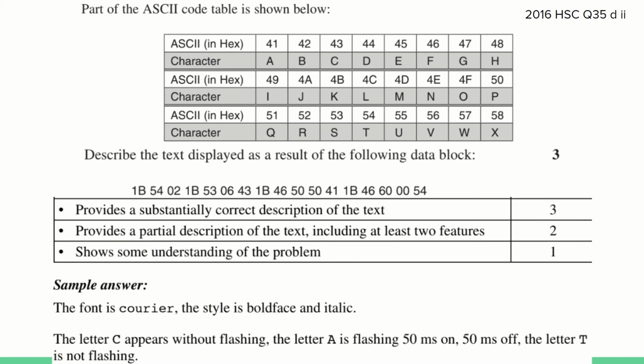Also your favorite words, which is substantially correct. So if you wrote something like it's Courier, it's bold and italic, and then we've got CAT in uppercase, and some of the letters flash. If you write some of the letters flash, the marker will be like, yep, no worries. Because it shows that you understand those extra bits. But you want to actually make sure that you do get those marks.